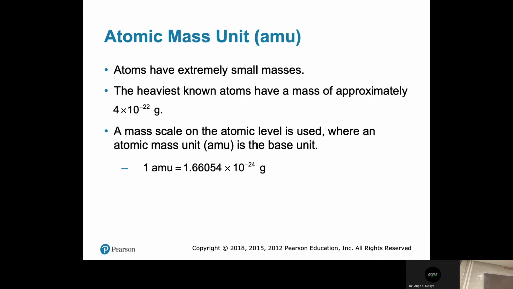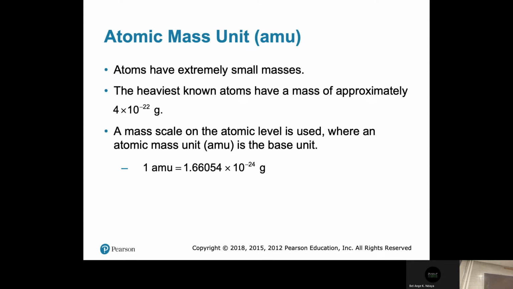Atoms have extremely small masses. The heaviest known atoms have a mass of approximately 4 times 10 to the negative 22. That's 4 with 21 zeros in front of it. That's really, really light, and that's like the heaviest atom. Crazy, right? And everything's made of them.